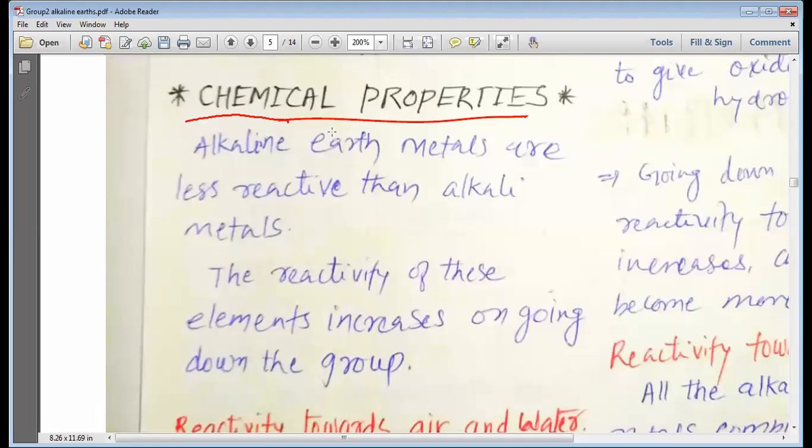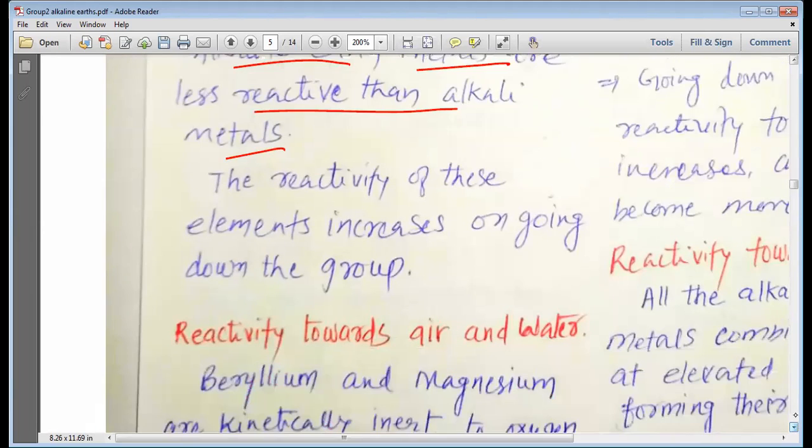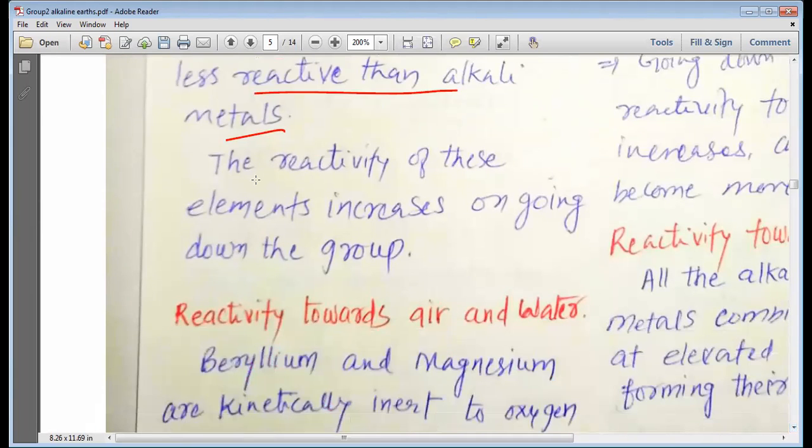Chemical properties of group 2, that is, alkaline earth elements. Alkaline earth metals are less reactive than alkali metals. So when it comes to the alkaline earth metals, they are less reactive than the alkali metals. The reactivity of these elements increases on going down the group. So as you go down the group, the reactivity increases.